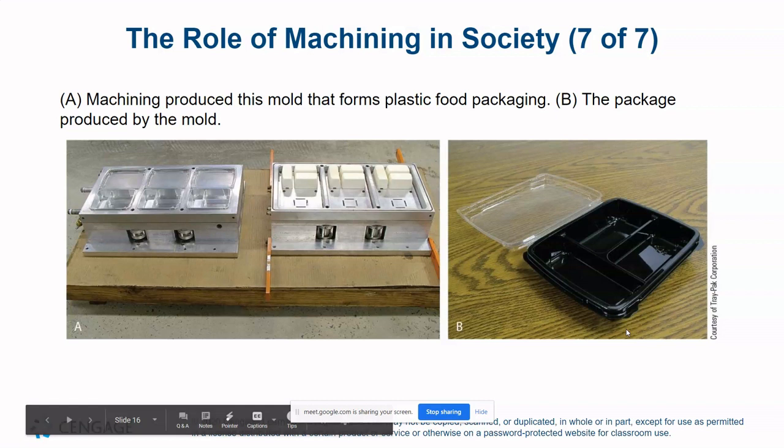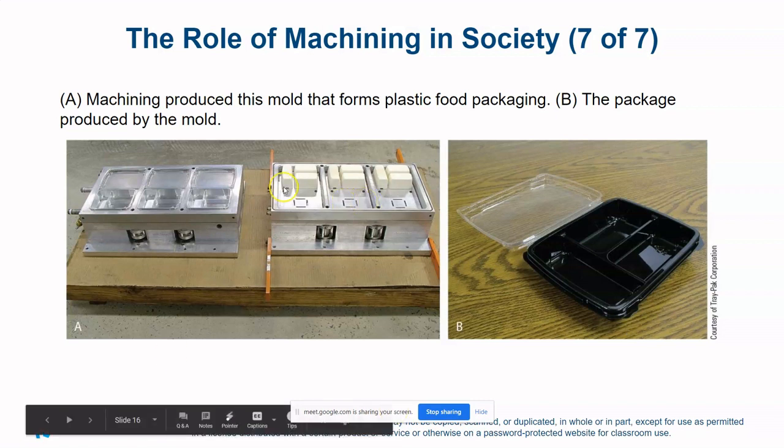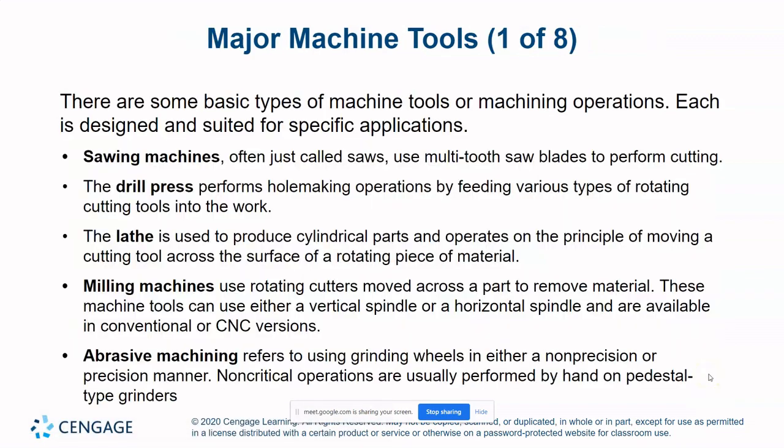Machining produced this mold that forms plastic food packaging. So here's the mold right here. You can see they can do 3 of them. And then here's the final product. You can kind of see here's our long slot. There's a long slot there, 2 little individual ones right there. So while machining did not produce this part directly, because of machining of the molds, this part was able to be produced.